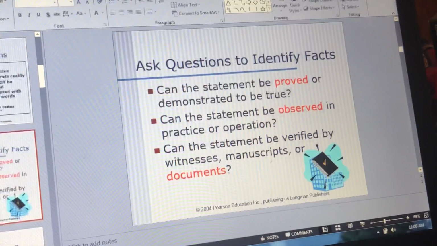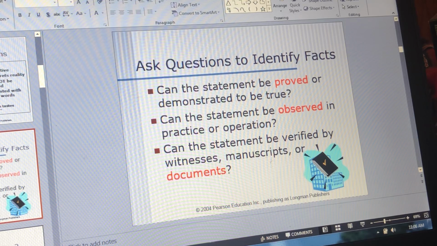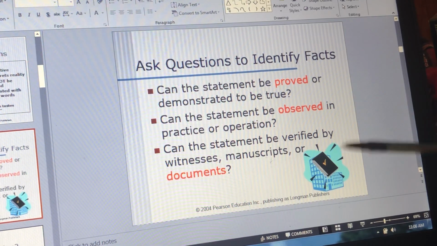All right. So here's some questions you want to ask, okay? Can the statement be proved or demonstrated? Can it be observed in practice? Are there manuscripts, witnesses, documents? Are there things that we can go to validate what we're saying? We're going to get into research with the next essay, and this is where this comes in, right?